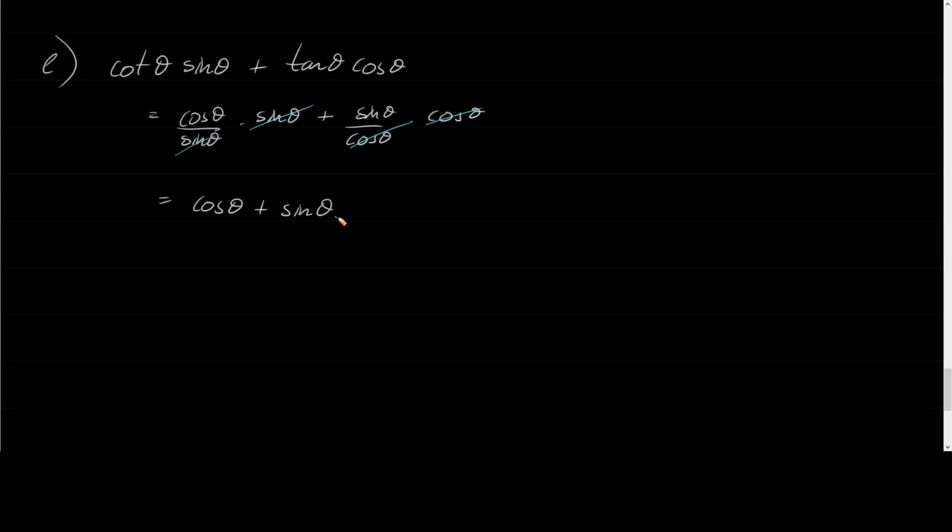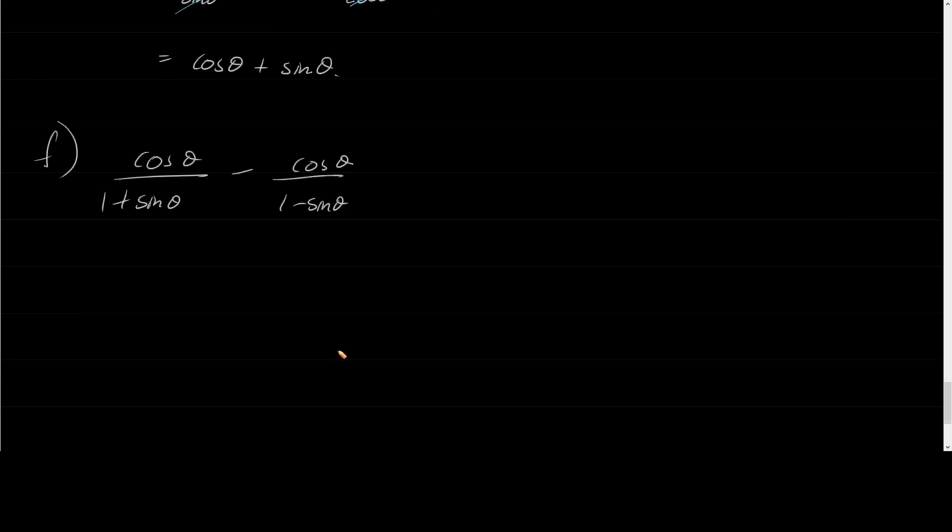Let's look at a harder one. Let's say that I had something like cosine theta over 1 plus sine theta minus cosine theta over 1 minus sine theta. All right, and if I want to simplify this, well, what we have to think about here is, what are we really working with? And what we're working with is really two fractions. And how do we add fractions? We have to come up with a common denominator.